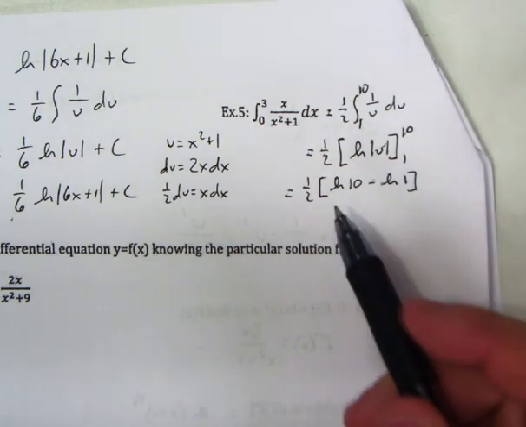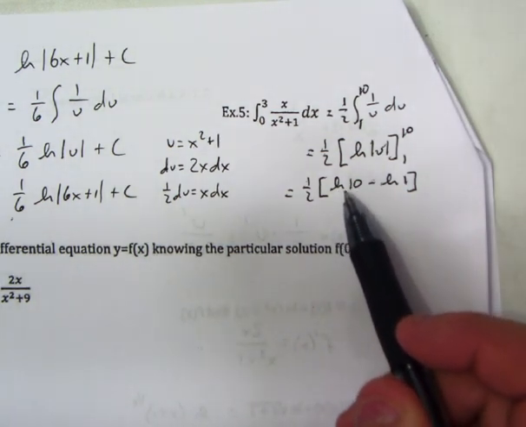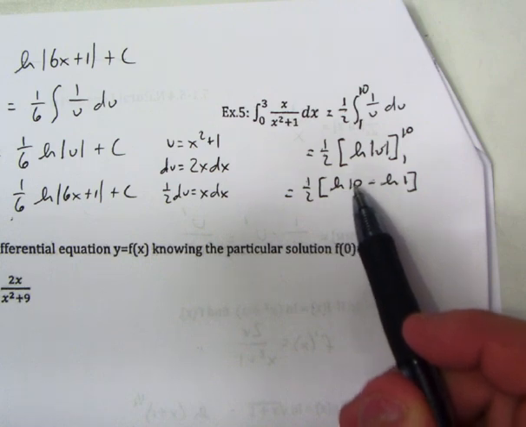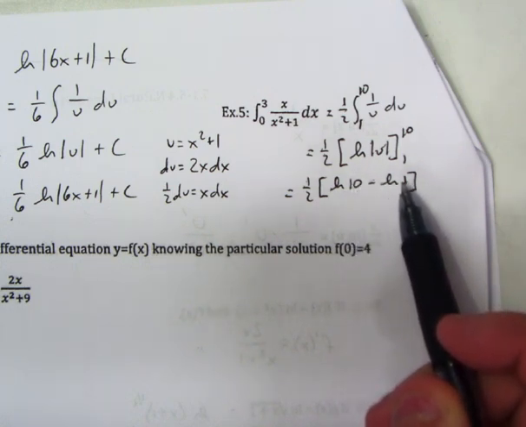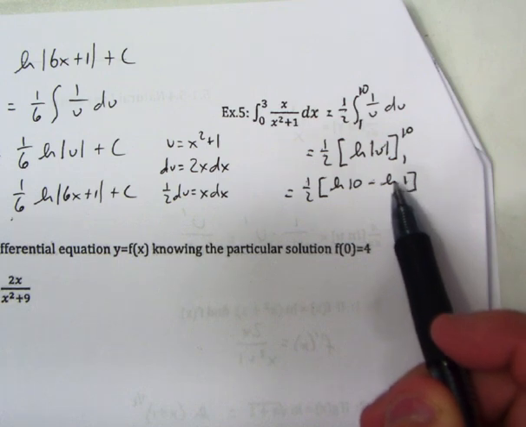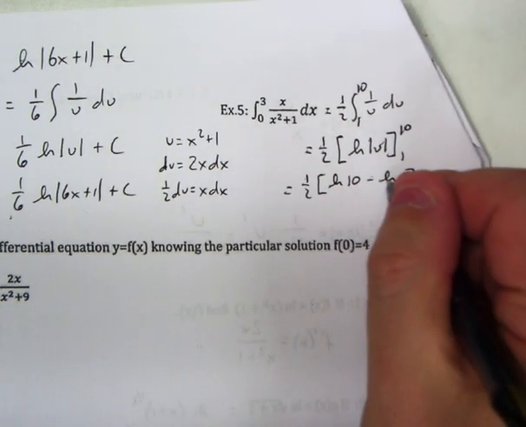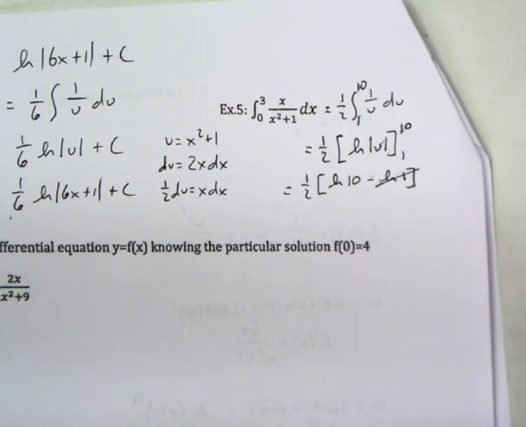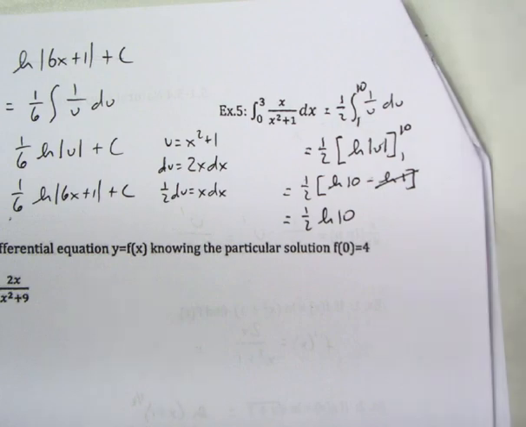So we need to think, do I know what the natural log of 10 is? Well, no. Remember with logs, this is saying e to what power gives you 10, and I don't know. But I know what natural log of 1 is. Remember, this is saying e to what exponent gives you 1. This is 0. If you take the log of 1 ever, it becomes 0. So natural log of 1 is just 0. That whole thing is gone. So you have 1/2 natural log of 10.